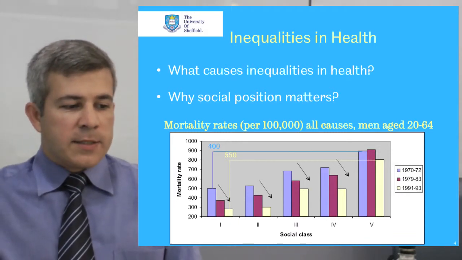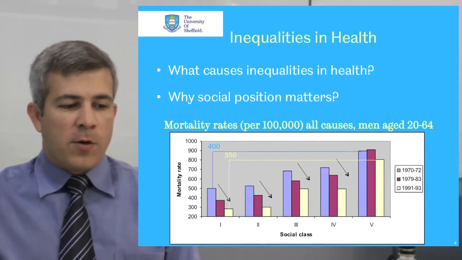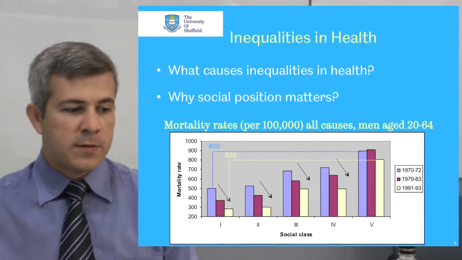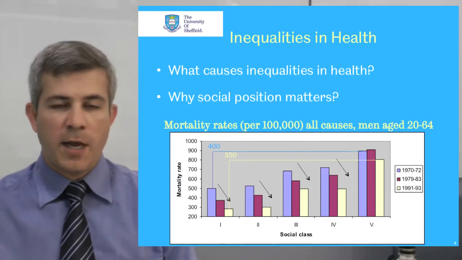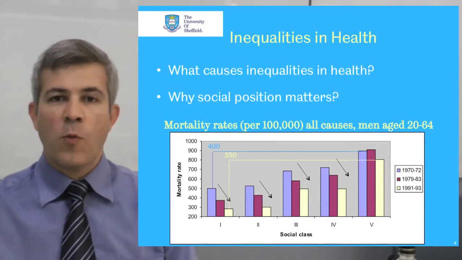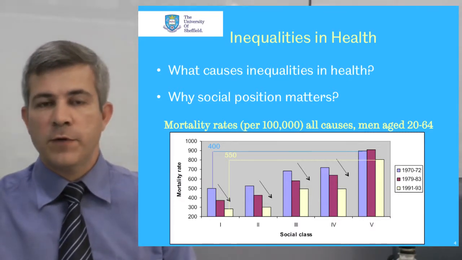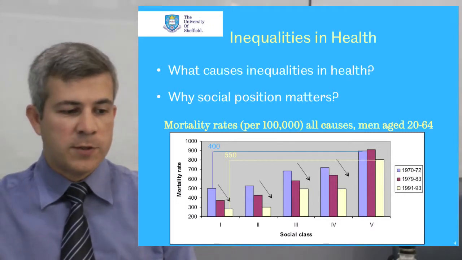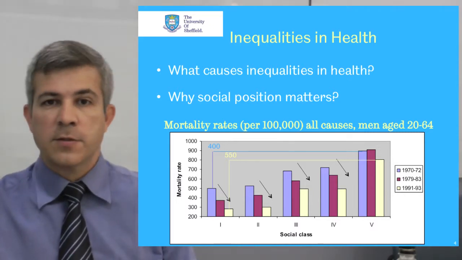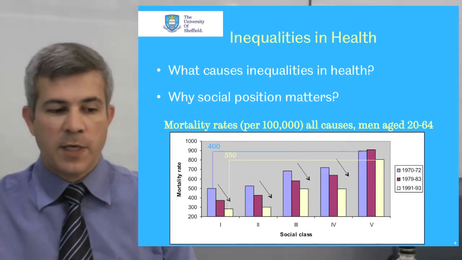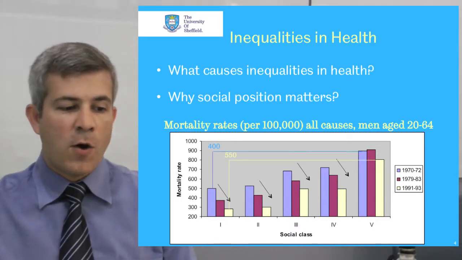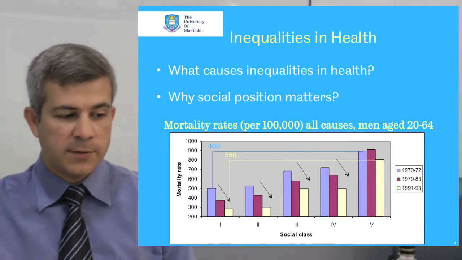One key aspect still under debate in the field of social determinants of health is what causes inequalities in health. In other words, why do people from different social classes or different socioeconomic positions or occupations, or who live and work in different environmental conditions, experience different levels of disease and mortality?